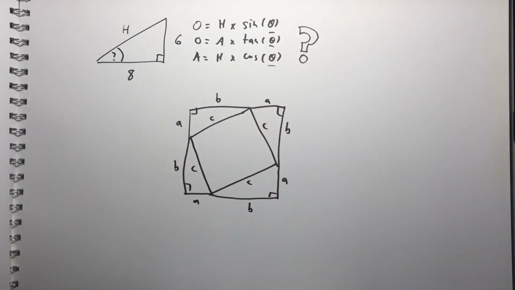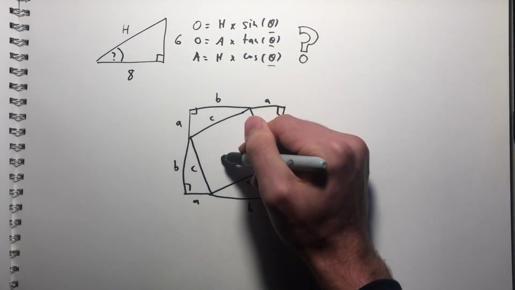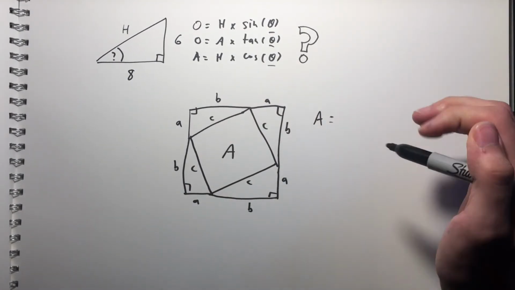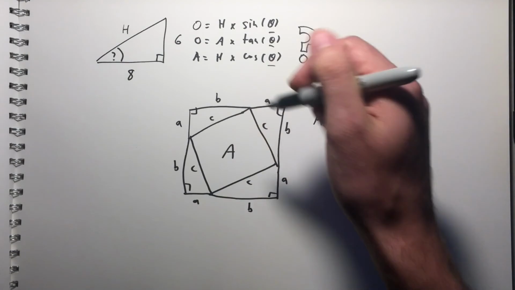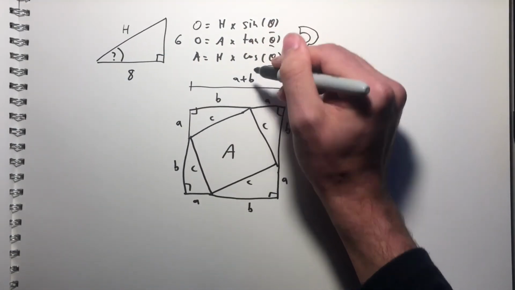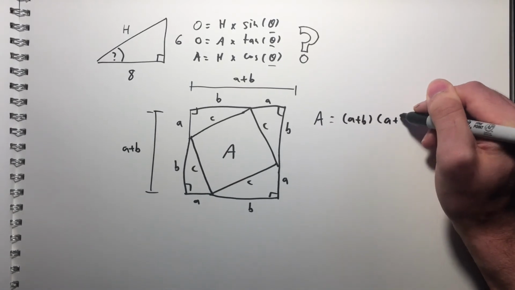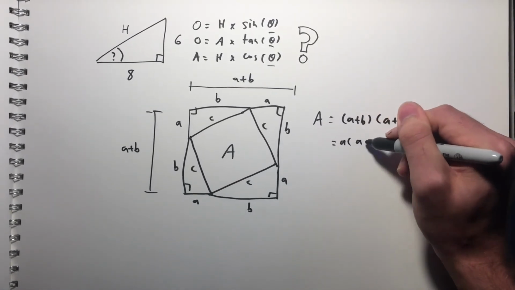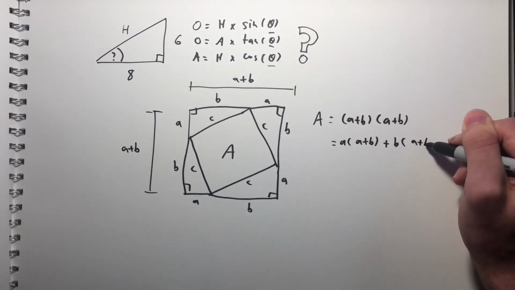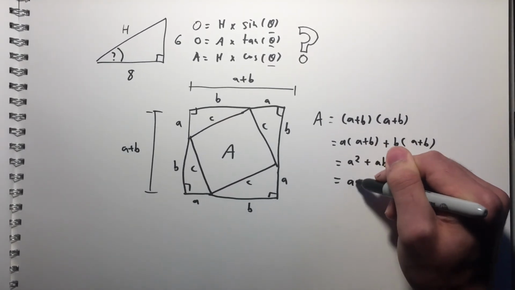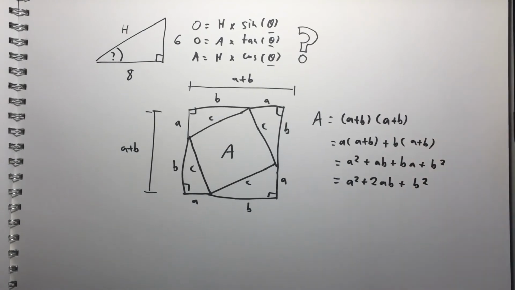Now let's work out what the area of this square is. Looking at the larger outside square, we know that the length of each side is just a plus b. So therefore the area is just going to be a plus b times a plus b. And if we go and multiply those two things together and expand out the terms, we end up with a squared plus 2ab plus b squared.